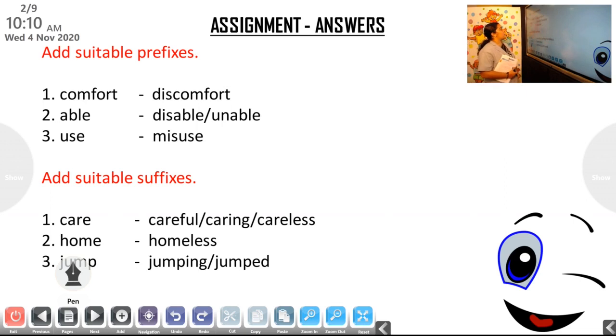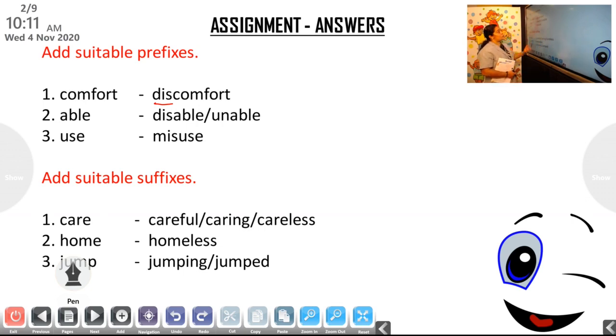First one, comfort. The answer is discomfort. So the prefix that you have added is D-I-S. Discomfort. Those who have written the answer, just put a tick mark. Otherwise, if you have written wrong answer, correct it.